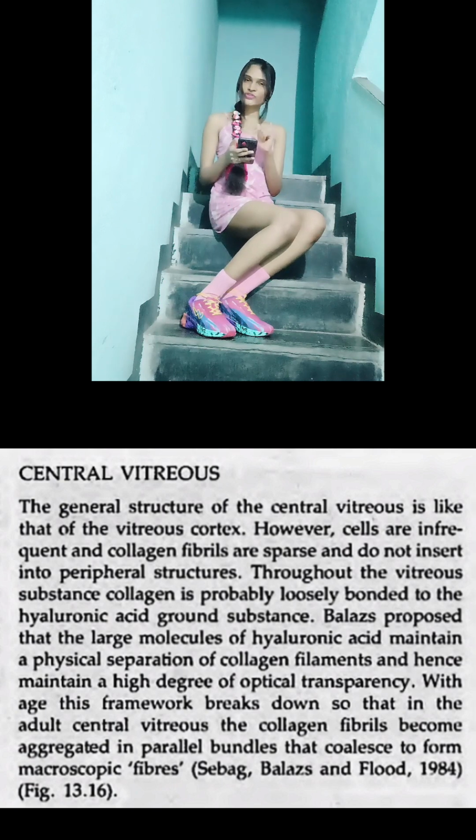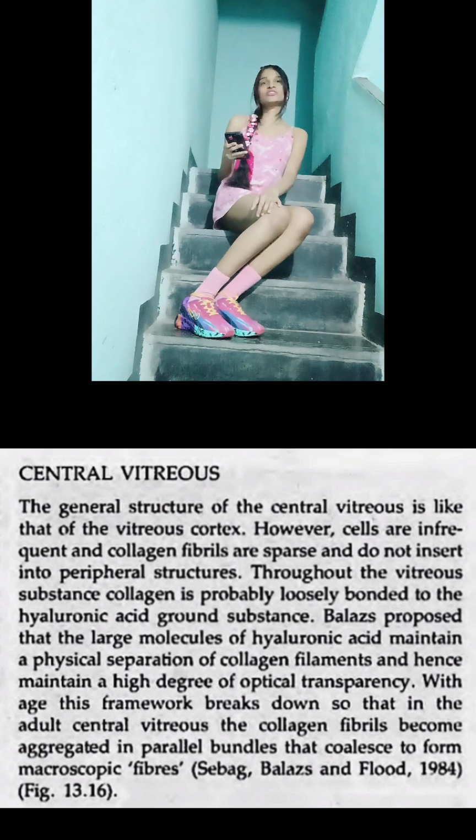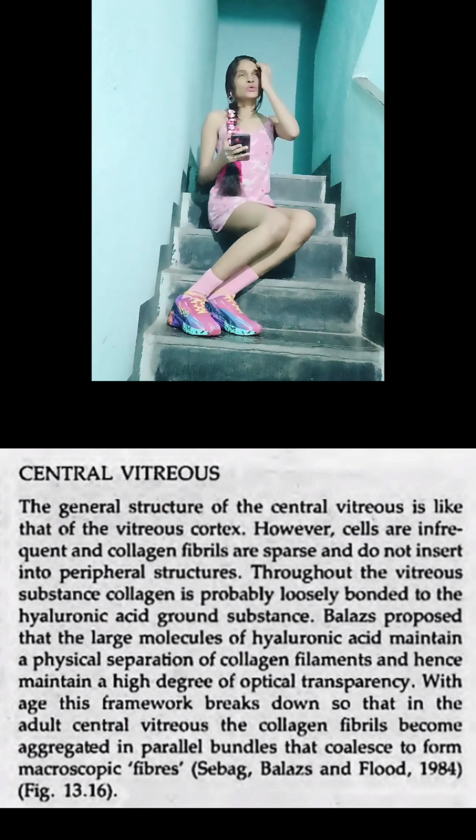And now this vitreous, how is it kept transparent? Because hyaluronic acid is large enough to separate the collagen fibrils and maintain the optical transparency. And with age, this framework breaks down so that in the adult central vitreous, the collagen fibers become aggregated in parallel bundles that coalesce to form macroscopic fibers. The floaters and all that we see are because of vitreous degeneration, vitreous syneresis. So they are talking about that.